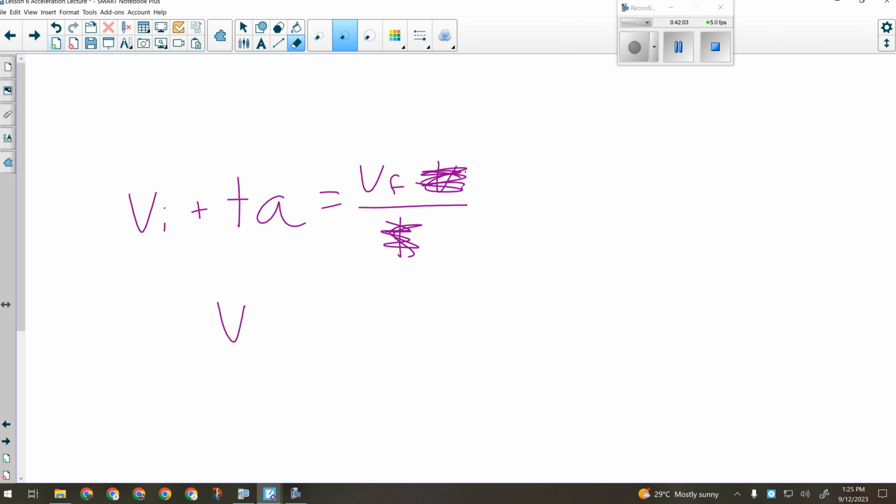Okay, so here's what I've got then. I have VI equals VF minus T times A. Let's think back to the logic we did a minute ago. I take my final velocity and I subtract the change in velocity. That should give me my initial velocity.